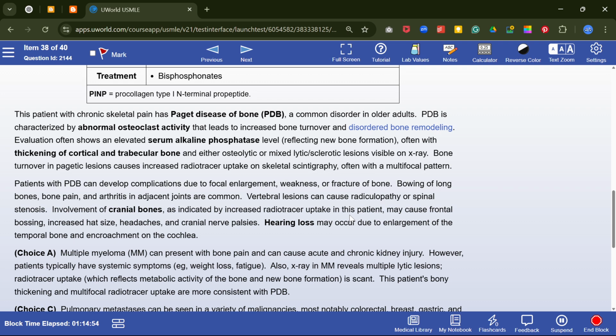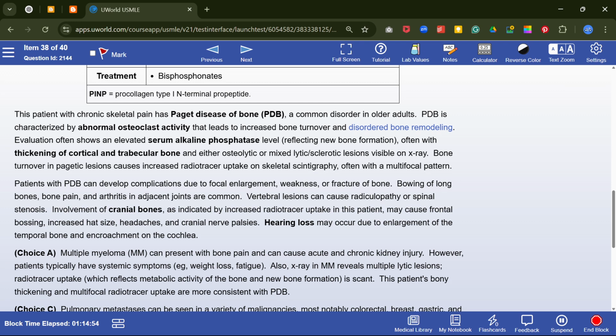Paget's disease of the bone is characterized by abnormal osteoclast activity that leads to increased bone turnover and disordered bone growth. Disordered bone remodeling evaluation often shows an elevated serum ALP level, reflecting new bone formation, often with thickening of the cortical and trabecular bone and either osteolytic, sclerotic, or mixed lytic-sclerotic lesions visible on X-ray.